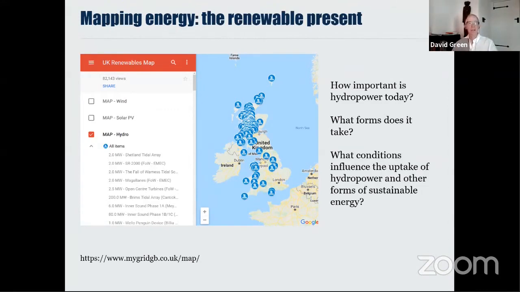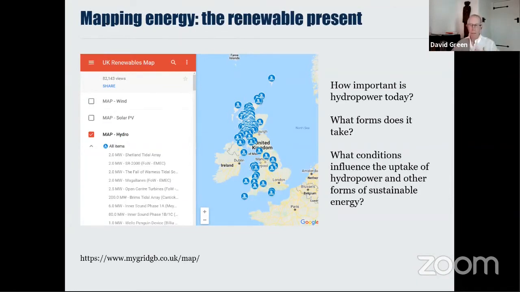Just to bring it up to the present, if a student wanted to say, well, what's the role of water power today? There are plenty of ways of looking at that online. This is just one of those sources. This is a map of UK renewable energies. It not only maps hydropower, small and large, it also maps wind and other forms of sustainable energy.